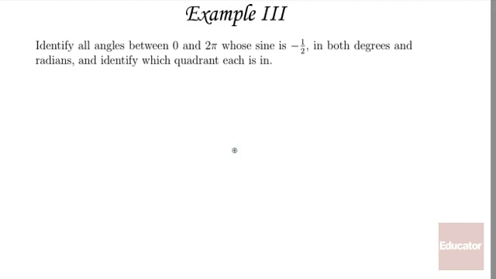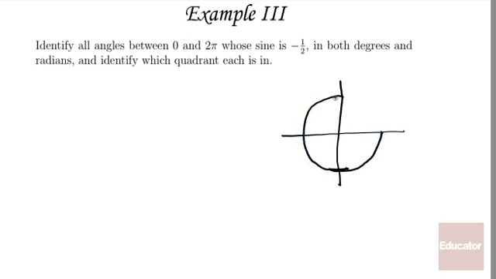This one's kind of tricky. This one's going to be challenging us to go backwards from the sine. So we have to find all angles between 0 and 2 pi whose sine is negative 1/2. This is kind of foreshadowing the arcsine function that we'll be studying later on in one of the later lectures. But in the meantime, the sine is negative 1/2. Remember now, the sine is the y coordinate.